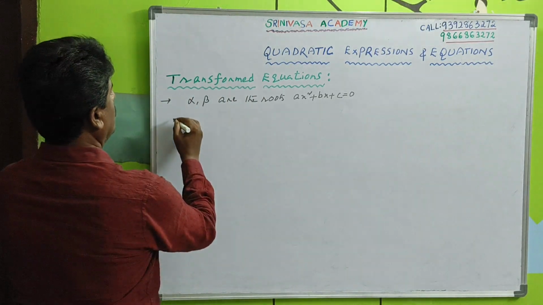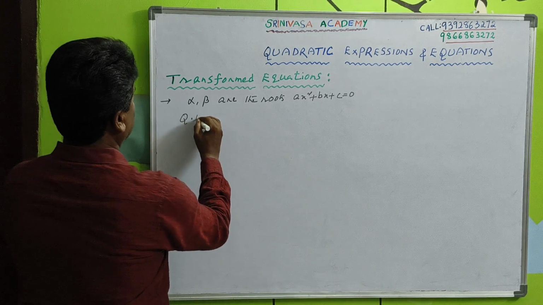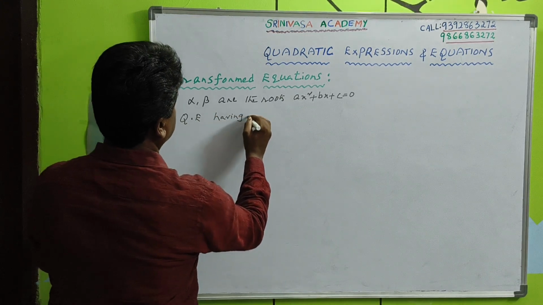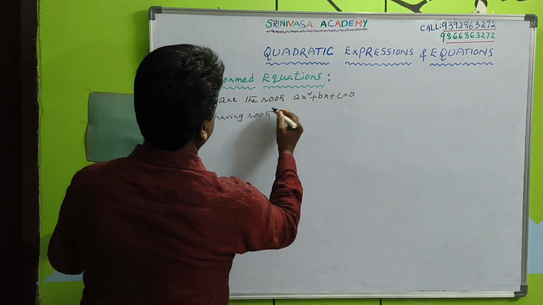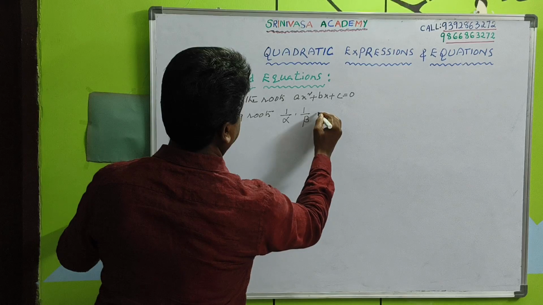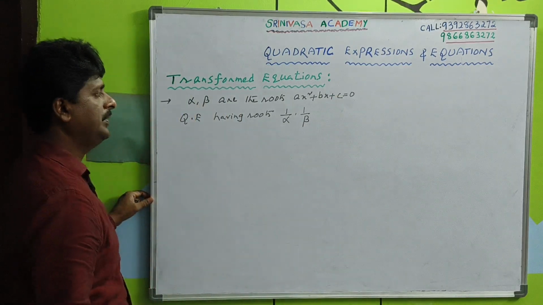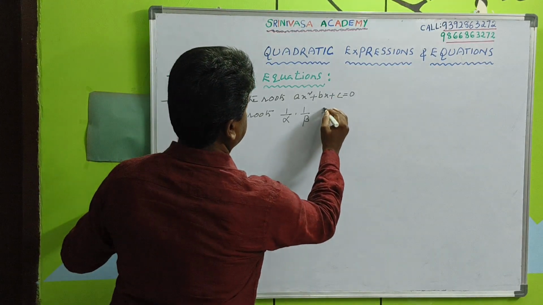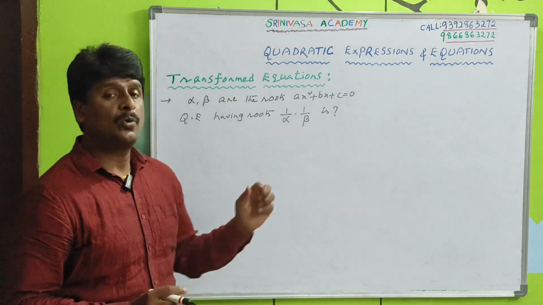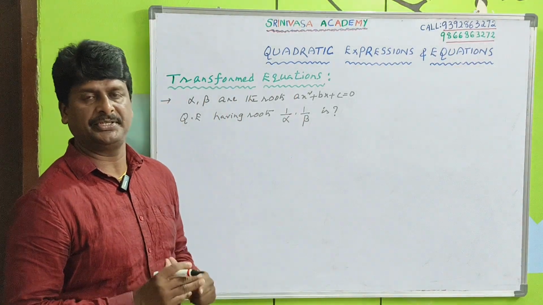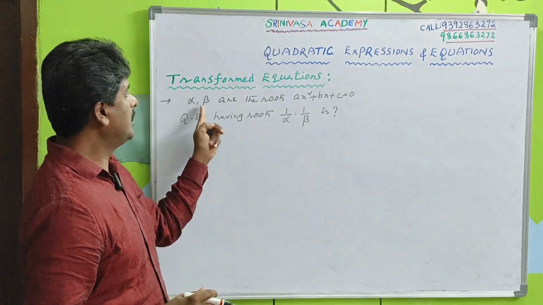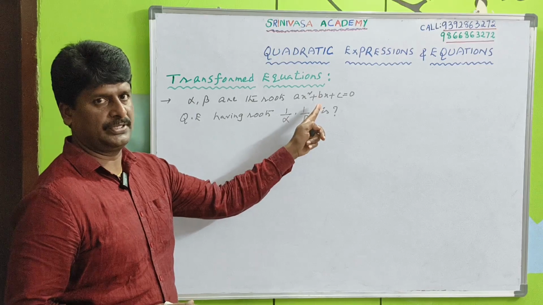Then what is the quadratic equation having roots 1 by alpha, 1 by beta? Okay, this is the question. Means how the equation will be changed. Usually alpha, beta are the roots of this equation.